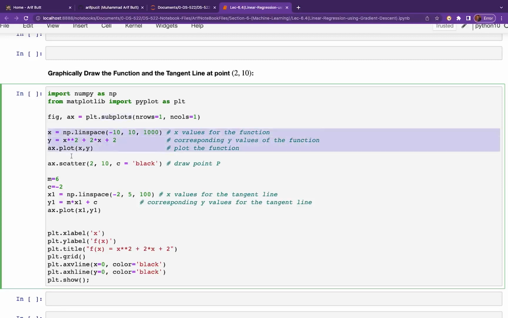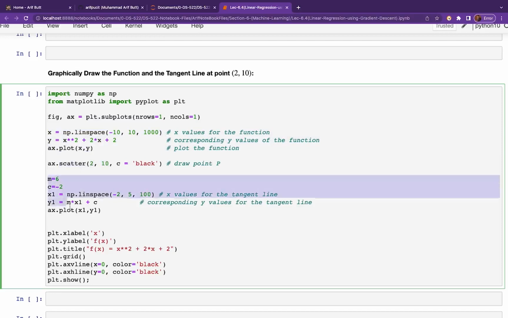Well, these three lines of code are creating a line plot of the function x square plus 2x plus 2 for the x values -10 to +10. This single line of code is drawing a dot at the point 2 and 10. These 5 lines of code are drawing the tangent line for the slope 6. I think the slope is 6. Yes, we have calculated it above. And the y-intercept of -2. This m is 6 and this c is basically -2.